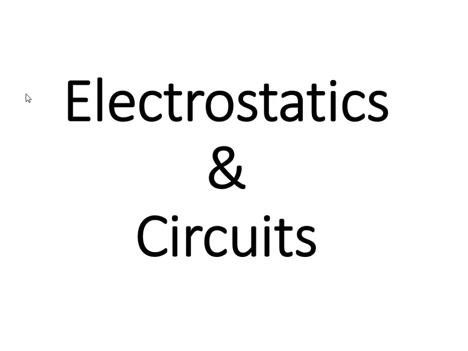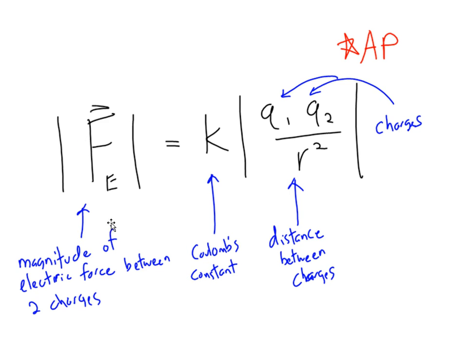So, first up, essential formulas. These are the AP formulas. The first one is Coulomb's law, where you can see that the magnitude of the force between two charges is equal to Coulomb's constant, which is on the back of your formula chart, times the value of the charges, measured in coulombs, divided by the square of the distance between them. Obviously, we've mentioned over and over again that this formula closely resembles Newton's gravitational formula.